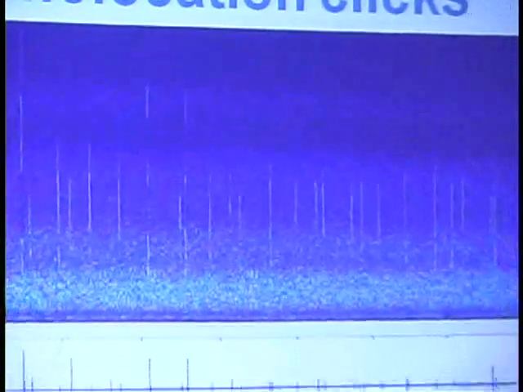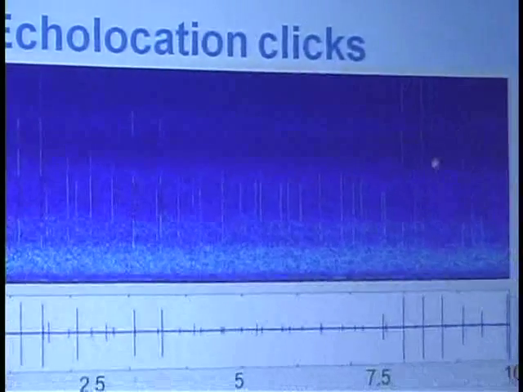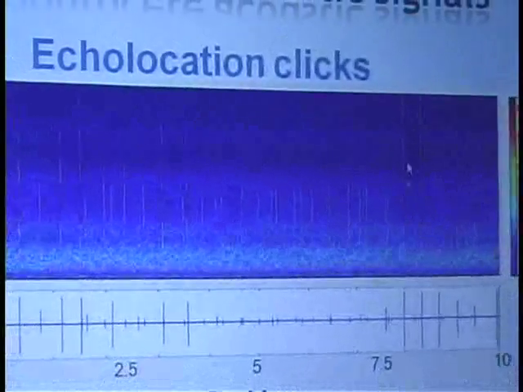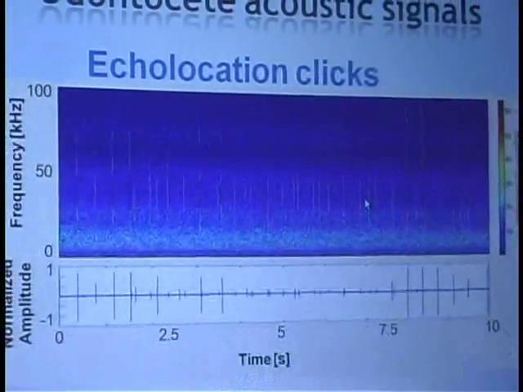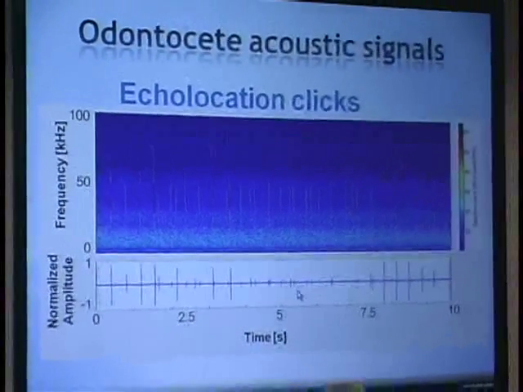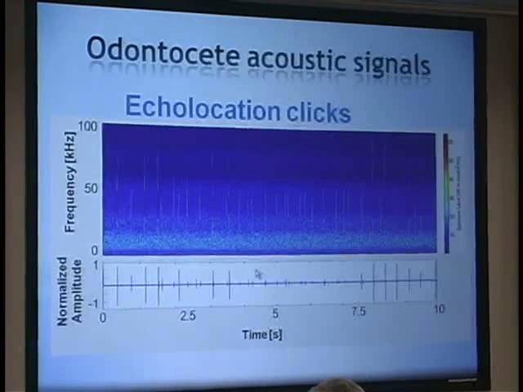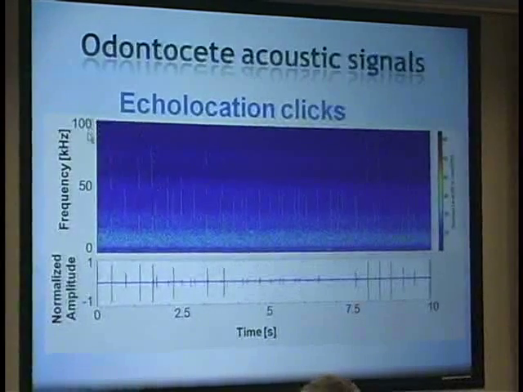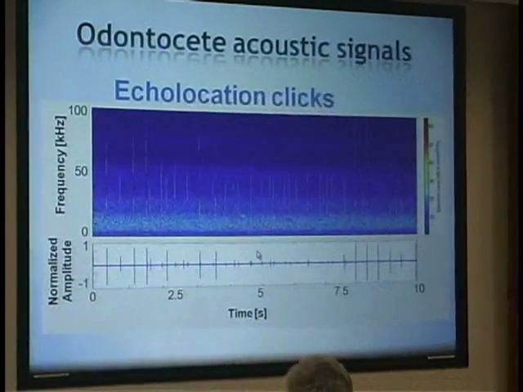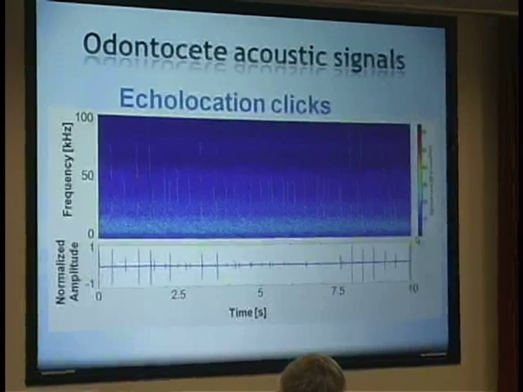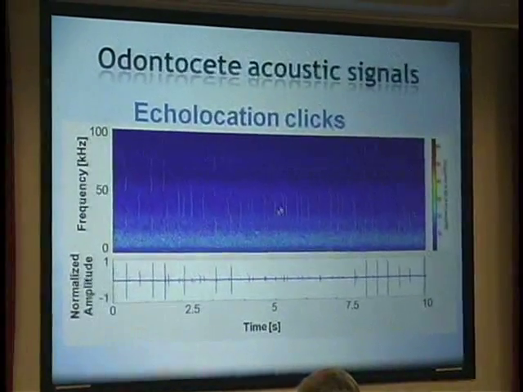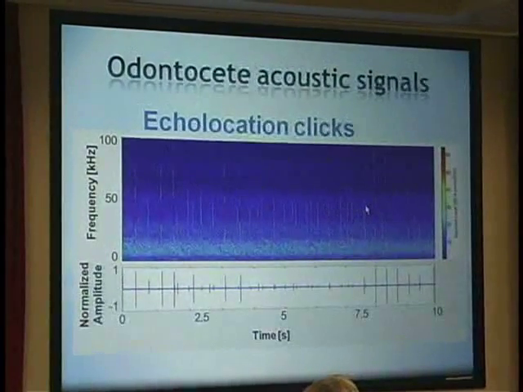So you can see those vertical lines here, those are the echolocation clicks. And you can even see something down here. I should probably explain, you have a frequency axis here, a time axis on the x, and the color denotes amplitude.